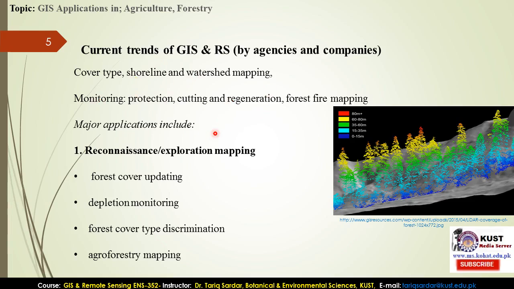On that basis, the major implications will include, firstly, reconnaissance based mapping or exploration based mapping. In exploration based mapping comes the forest cover updating. To update the forest cover: how much cover the forest has in that area or region, even the country or global level, and what the depletion is. What cover of forest has been depleted so far can give the update of the forest cover type, or what kind of vegetation is there, and also agricultural based forest mapping.